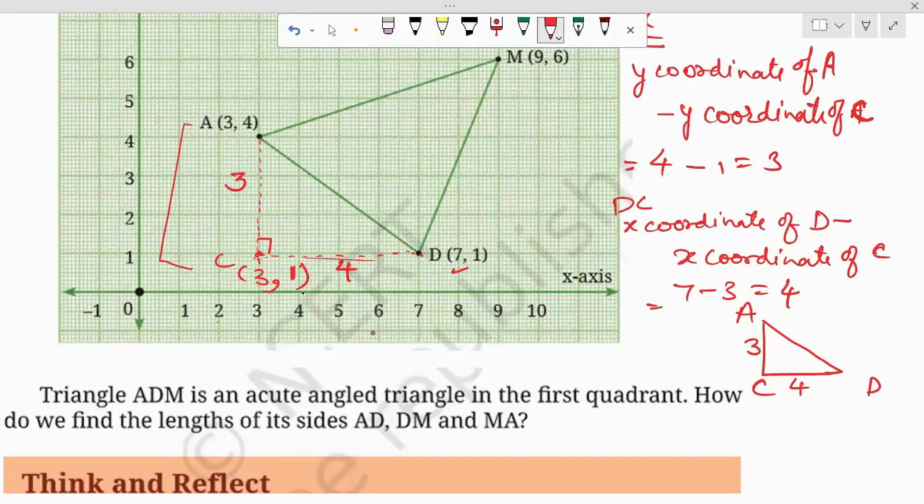Right? Now we have to calculate AD. If this is a right angle triangle, do you remember Pythagoras theorem? Yes, that same Baudhayana Pythagoras theorem we will use to calculate AD. So how can we calculate? It is the square root of 3 square plus 4 square.